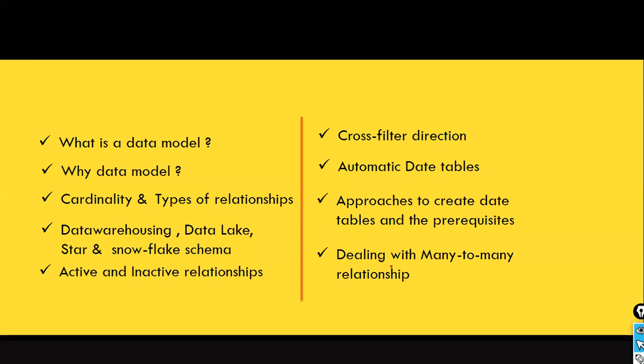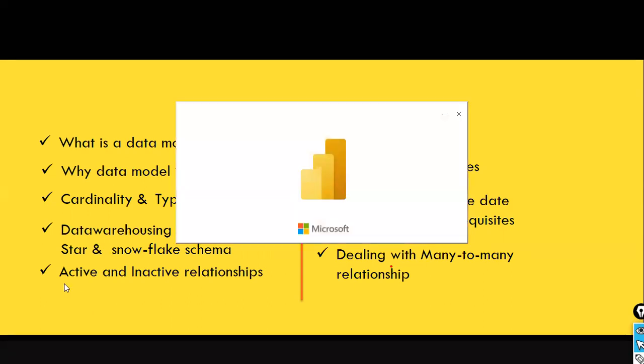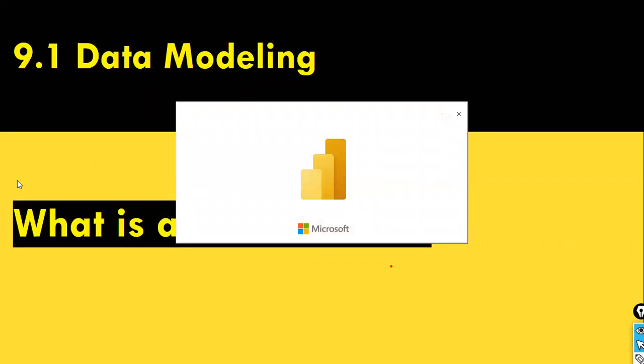In today's session, we'll take a look at what is a data model, why a data model needs to be done, and what is cardinality and the different types of relationships. We'll take a look at it. And also we'll spend some time in understanding what is data warehousing, what is data lake, star and snowflake schema. If possible, in today's session, we'll cover the active and inactive relationship. Now let us get started with the data model.